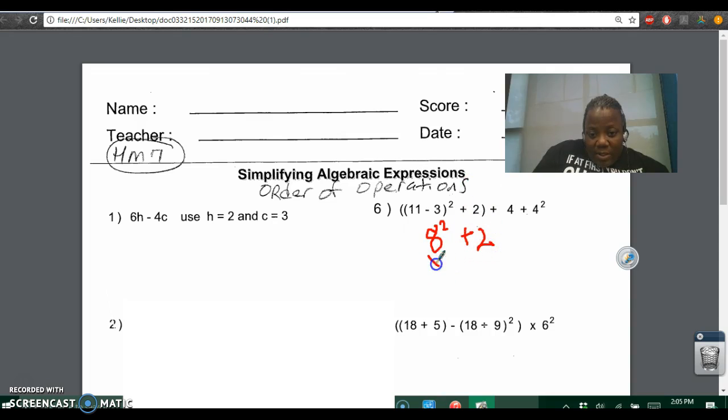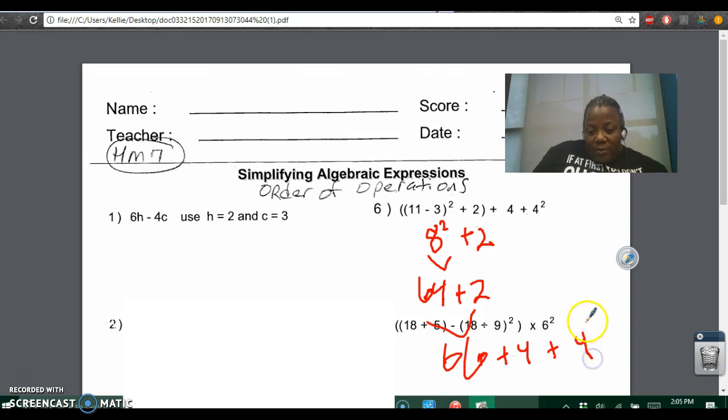Still in its parentheses. You have to do this. 8 squared, that's 8 times 8, not 8 times 2. That's 64. Don't forget to plus 2. 64, 65, 66. There we go. Plus, bring down everything else. 4 plus 4 squared. All right, so I got rid of the parentheses.